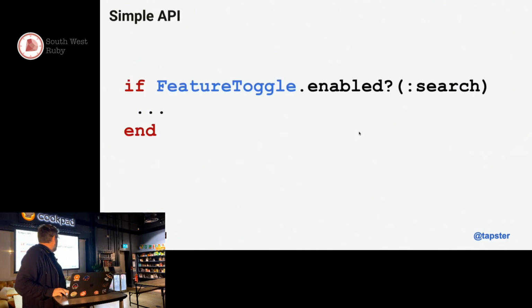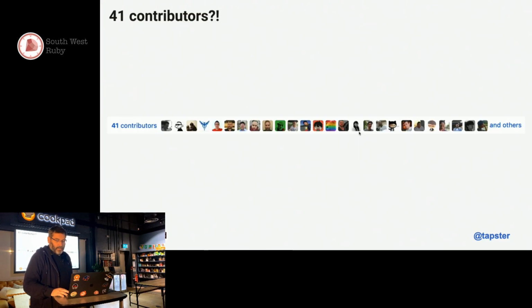But then we can just have this really simple API wrapping code, feature toggle enabled, search, yes, do this, no, do that. And again, this is only very few lines of code, as you saw, and that's the reason we didn't reach for something like Flipper, where usually it's like, oh, there's already a gem to do that, but we don't add thousands of dependencies and code we don't understand when literally it's 20 lines of code. But now we're rocking. 40 contributors, 41 contributors. So lots of people getting involved.